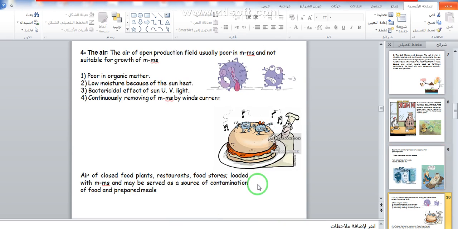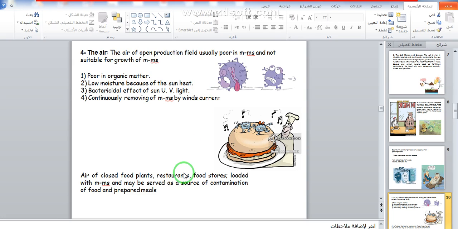The fourth source of food contamination is the air. But we noticed that air in open field production is poor in microorganisms due to four reasons. Number one, air is poor in organic matter. Number two, low moisture because of the sun heat. Number three, bactericidal effect of the sun UV light. And number four, continuous removing of microorganisms by wind current.